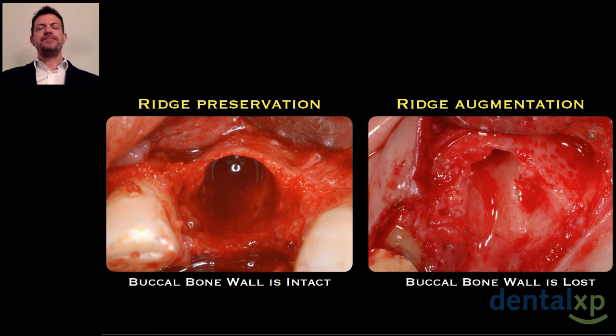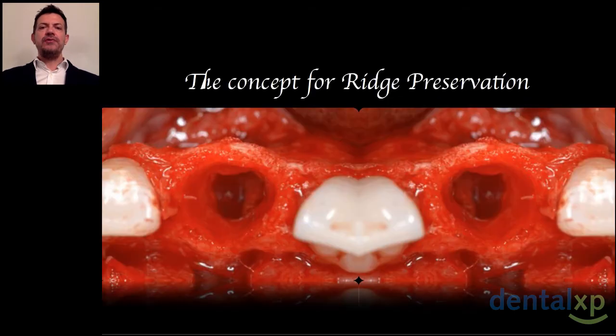So ridge preservation: on the left we can see the buccal bone wall is intact, but if the buccal bone wall is lost, like in the image on the right, we have to work with the ridge augmentation concept.